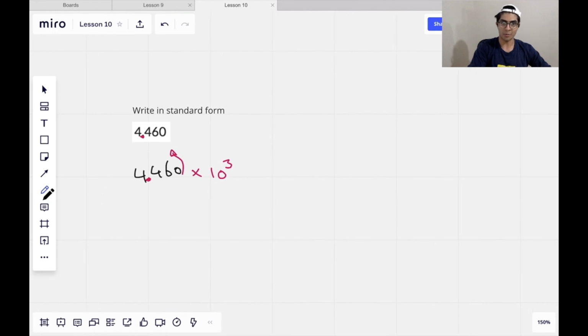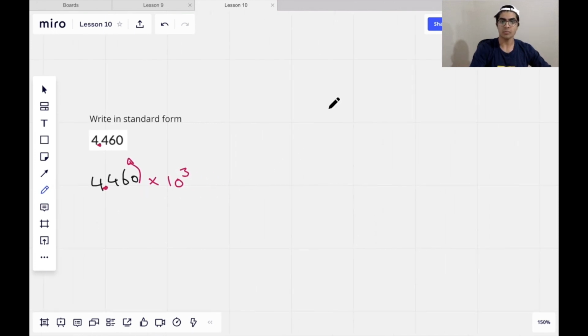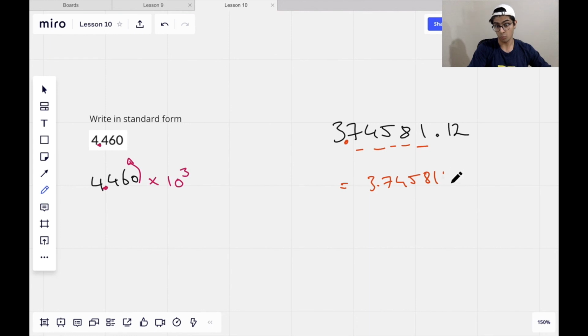Let's just do another example, 3 for good luck, instead of 2. Say we want to write 374581.12 in standard form. How will we do that? As we did before, where's the new decimal point going to go? Well, it's going to go right here. How many units have we removed because of it? Well, we got rid of this: 1, 2, 3, 4, 5. So then our answer, therefore, is 3.7458112, and we removed 1, 2, 3, 4, 5, times 10 to the 5.